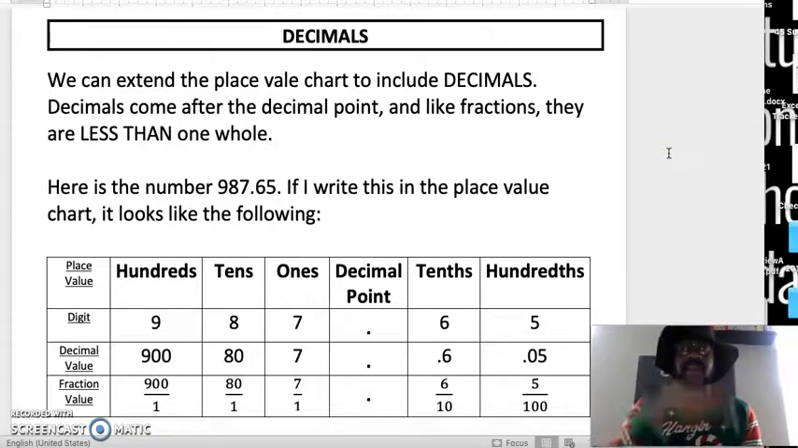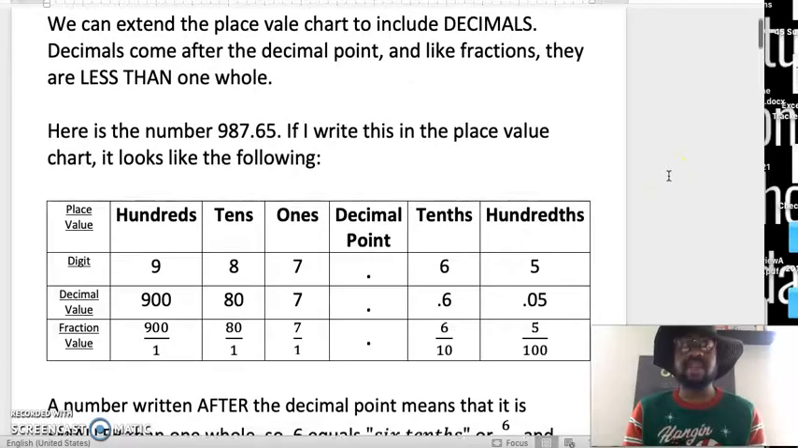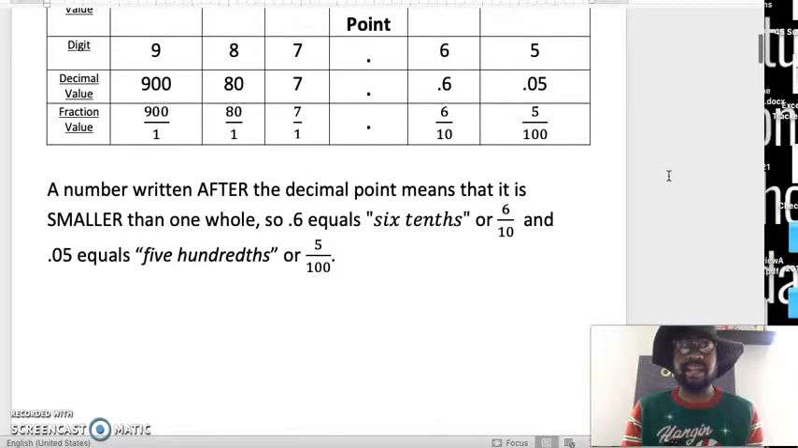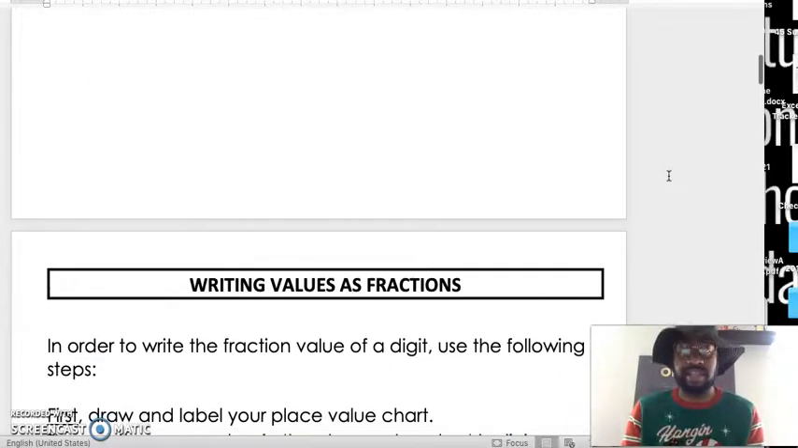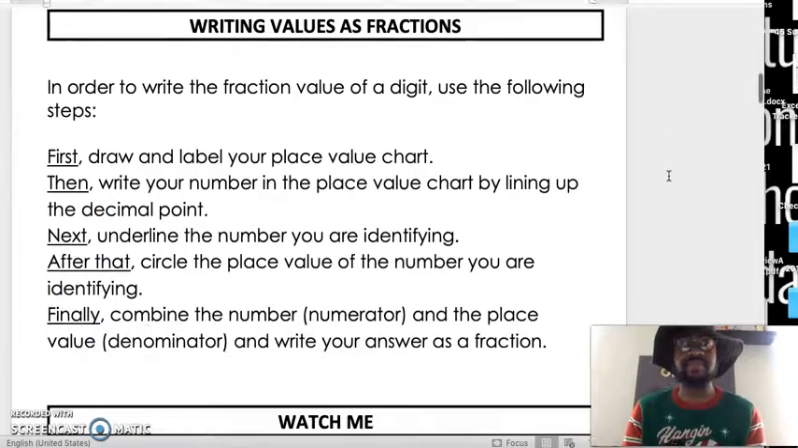So yesterday we learned about decimals. Decimals are numbers that are smaller than one whole. Just like fractions, these are numbers that are going to be smaller than one whole. And we learned how to write those numbers and figure out their value. Today we're going to take that same understanding of decimals being smaller than one whole, and we're going to apply that to what we already know about fractions to help us figure out how to turn decimals into fractions.